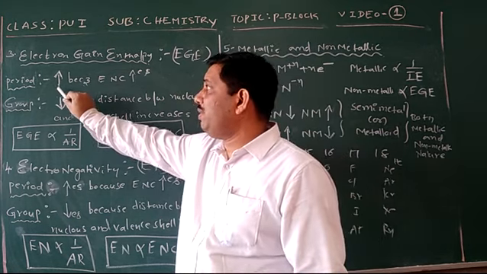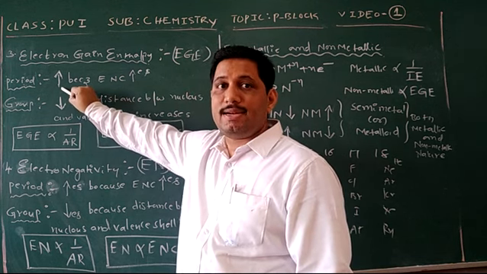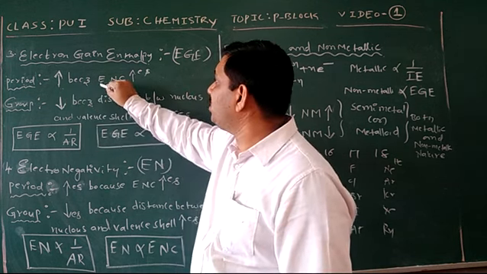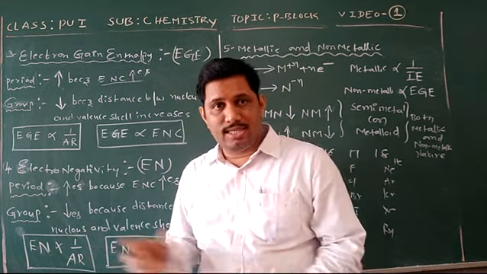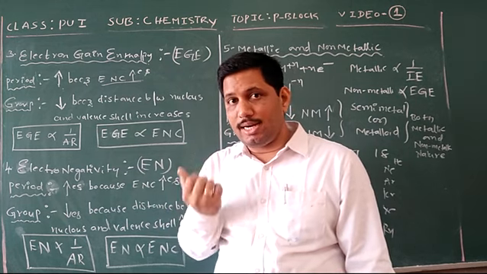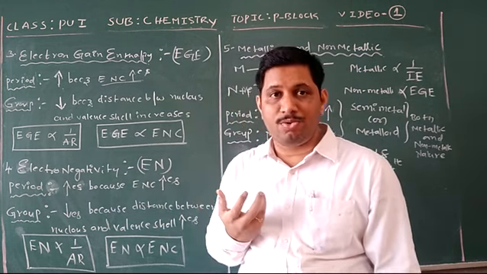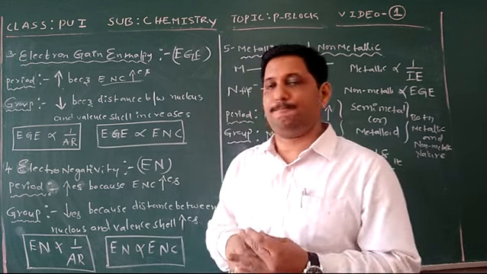Now, across a period of p-block elements, electron gain enthalpy increases, because effective nuclear charge increases. As the effective nuclear charge increases across a period, the nucleus strongly attracts the incoming electron, hence more energy is liberated, hence electron gain enthalpy values increase.